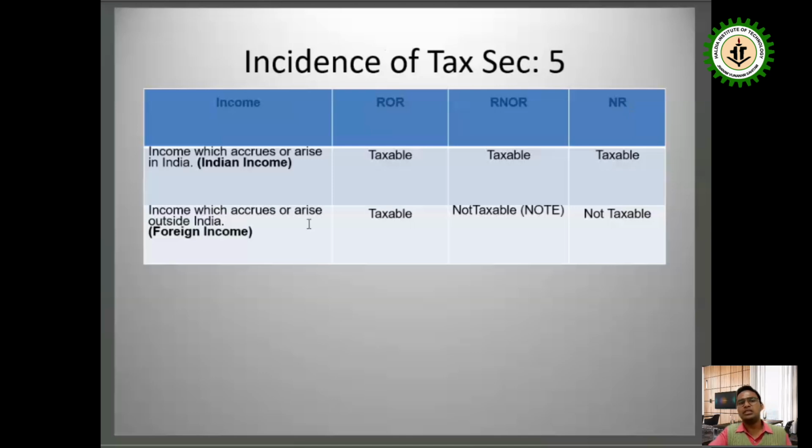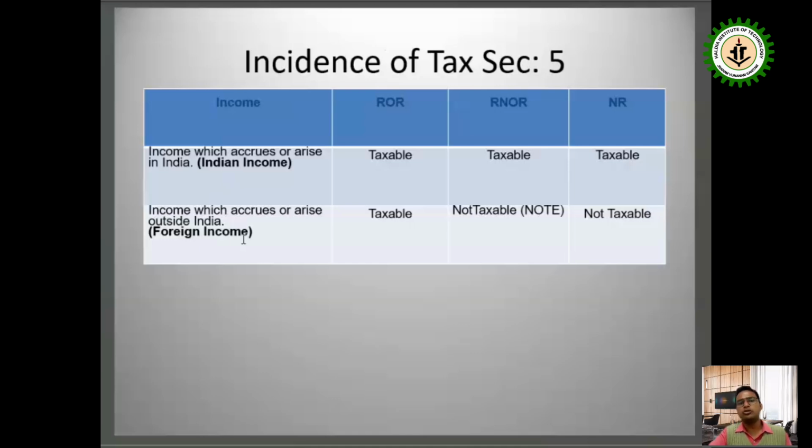Now there are two types of income. First, income which accrues or arises in India, that is called Indian income. For Indian income, ROR, RNOR and NR, every category of individual has to pay tax. Understand? Now the second category of income, that is foreign income.